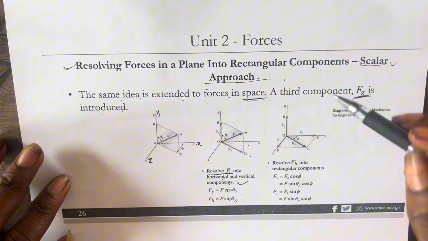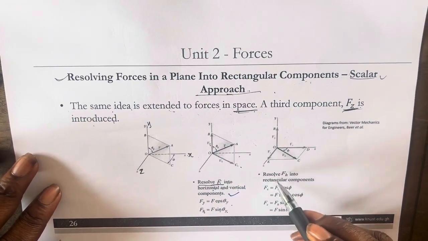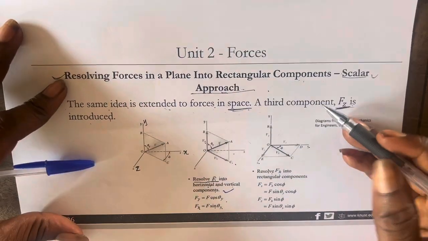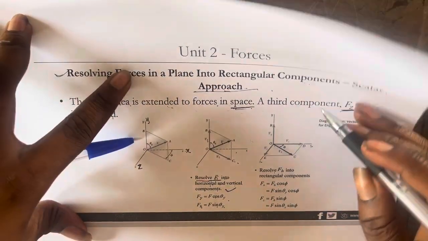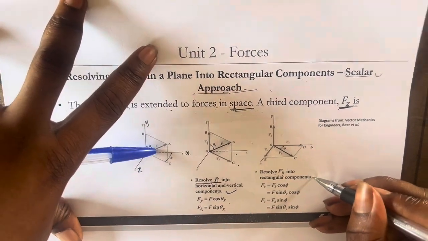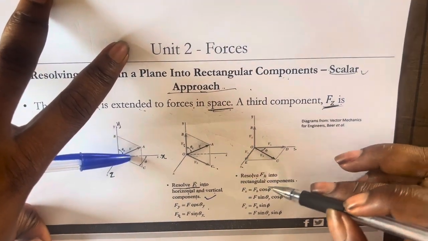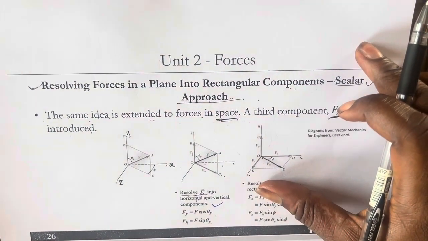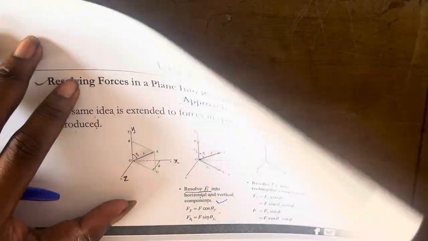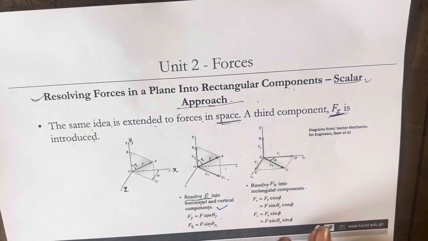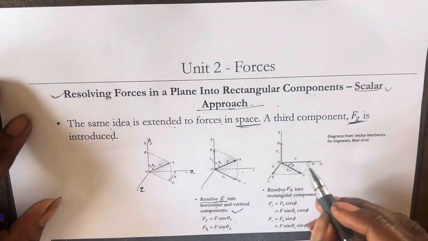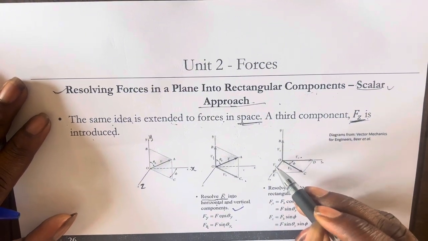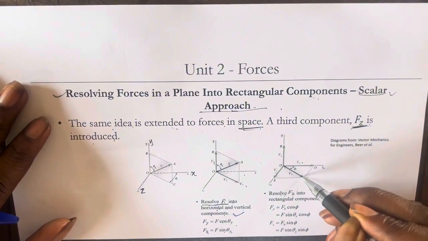Now, we are looking at resolving Fh, which is within the x and the z plane, into a rectangular component. So we are resolving that Fh into a rectangular component. All right. Now, this is what we get. Fx, which is the force acting over here, and Fz have their resultant force as Fh.